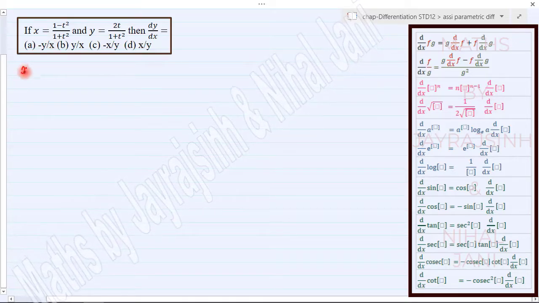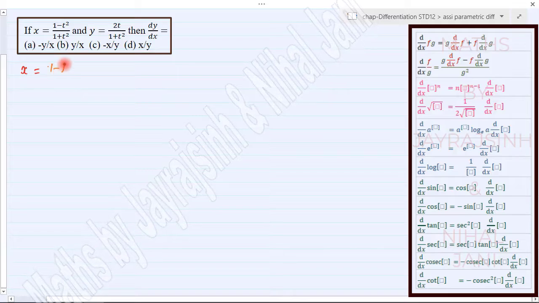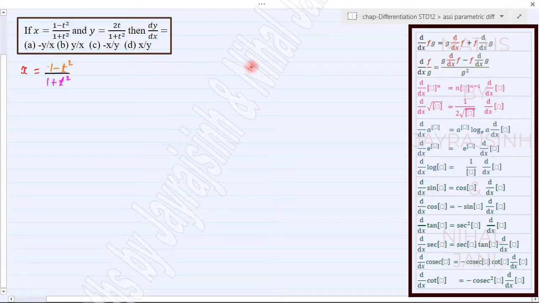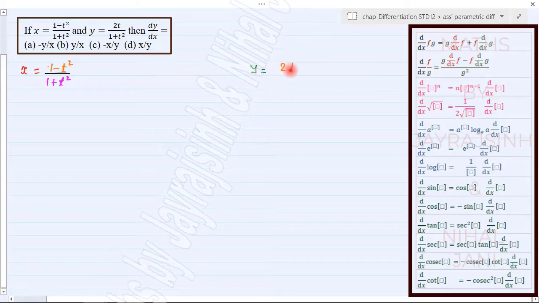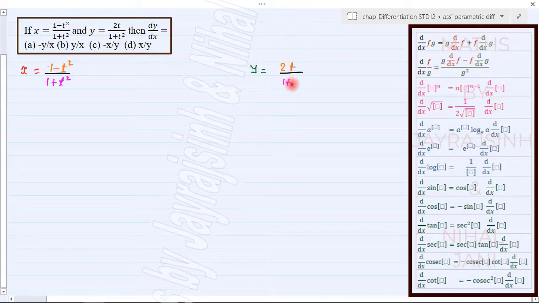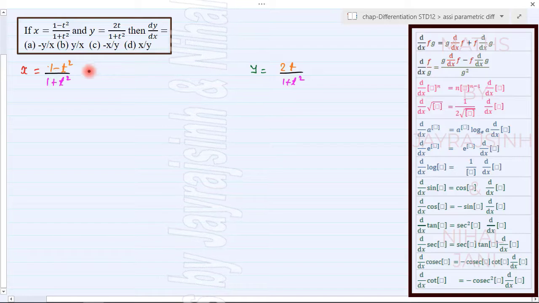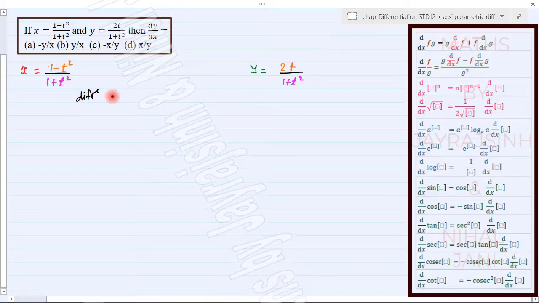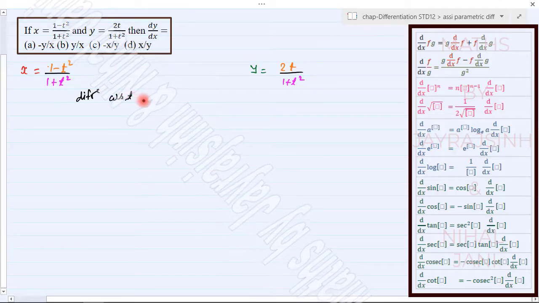Here we have x is equal to (1 minus t square) upon (1 plus t square) and y is equal to 2t upon (1 plus t square). Here we have common parameter t. So we have to differentiate both equations with respect to t.